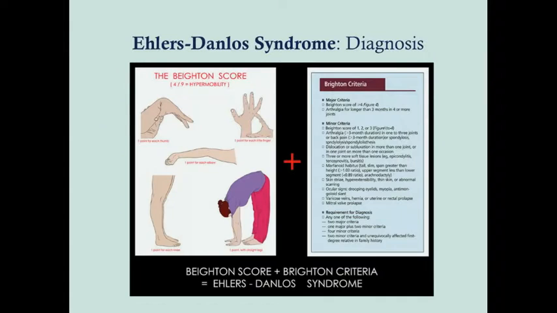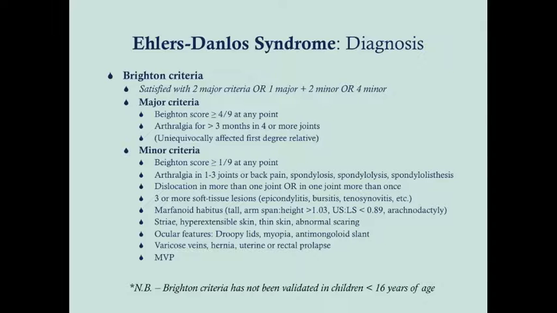Now we have the Brighton criteria for diagnosing EDS or making a tentative diagnosis of EDS. So note the similarity in name. You have the Beighton score for EDS and the Brighton criteria for EDS. The Brighton criteria for EDS is satisfied if there are 2 major criteria that are met, or if there is 1 major criteria with 2 minor criteria, or if there's 4 minor criteria, or if you have an affected first-degree relative in addition to 2 minor criteria.